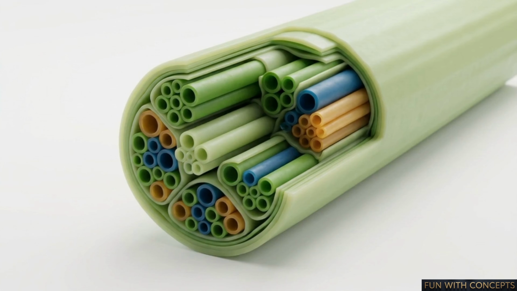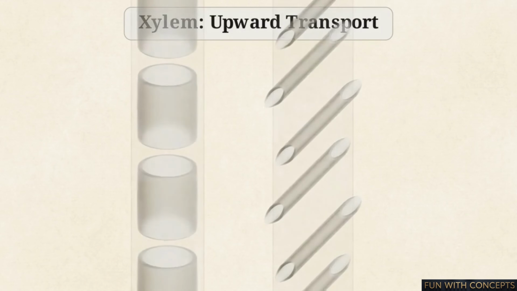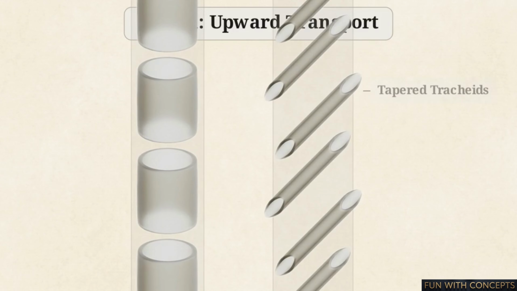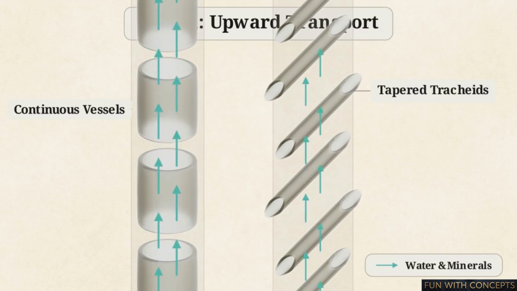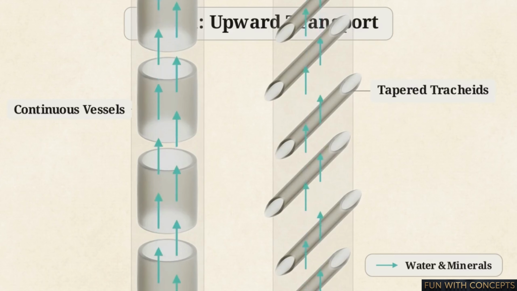For transport, plants use complex permanent tissues. These are groups of different cell types working together as a single unit called a vascular bundle. Xylem is the upward transport system. As shown in this cutaway, it consists of hollow, dead cells like tapered tracheids and continuous vessels. Together, they conduct water and minerals from the roots to the leaves.